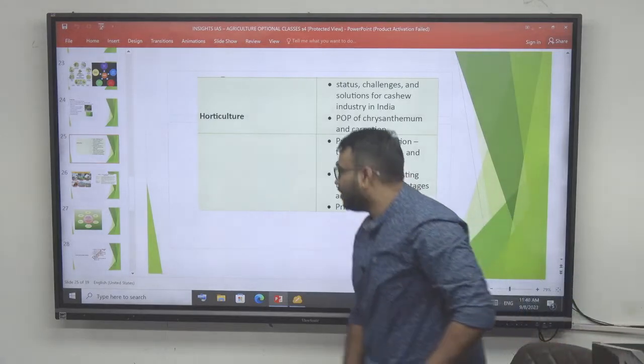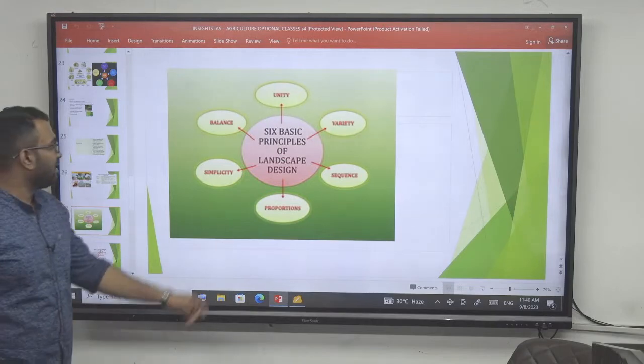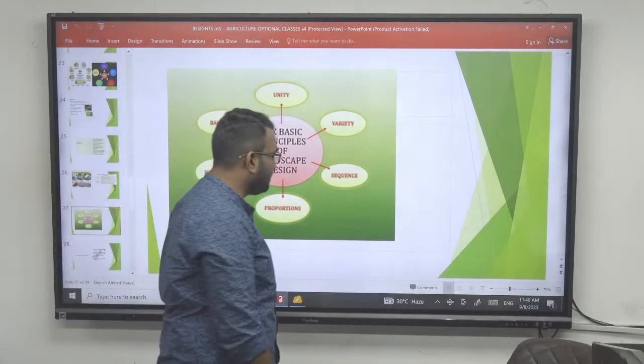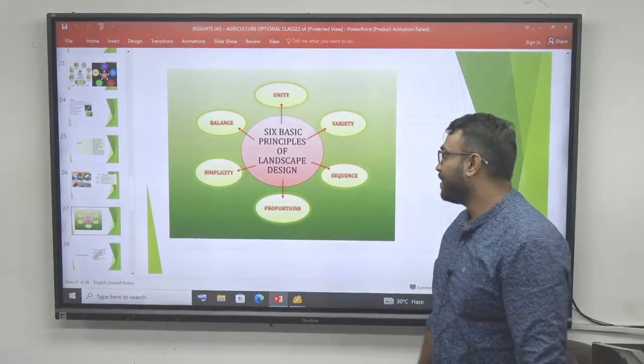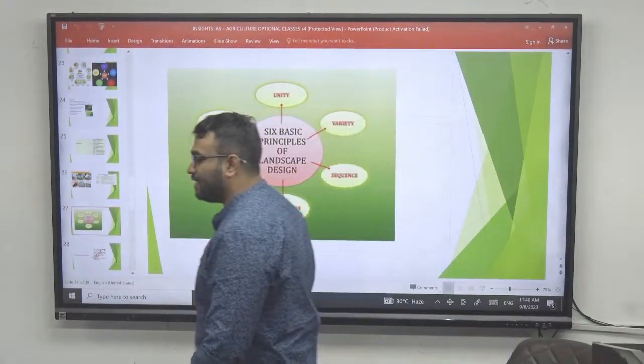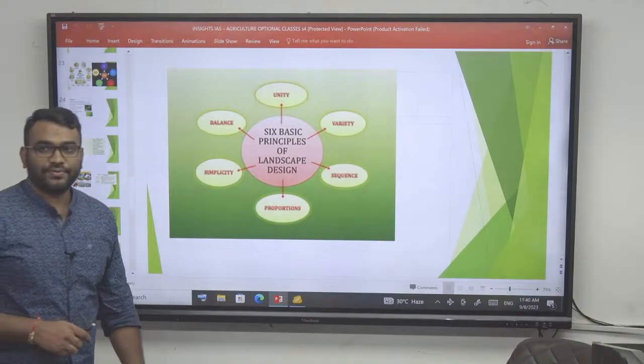Right, so these are the major six principles of landscaping. One is unity, and then sequence, symmetry. These are the major features of landscaping. So understand these principles and explain them in brief with examples, that would be good enough.